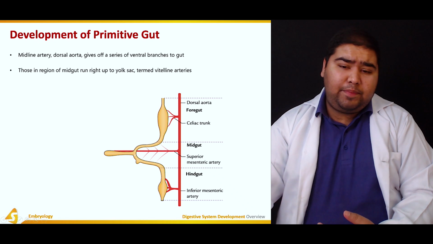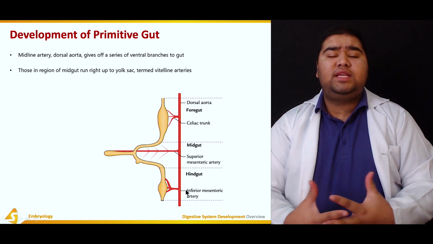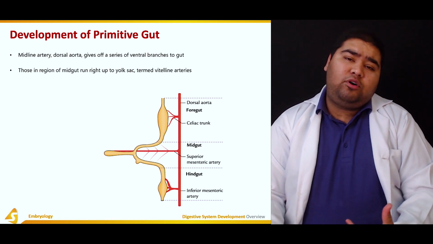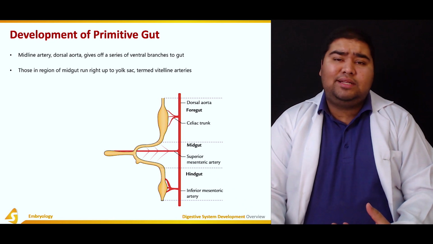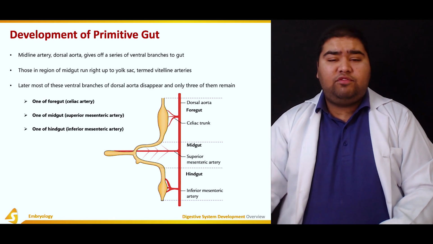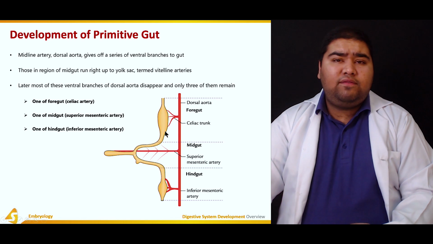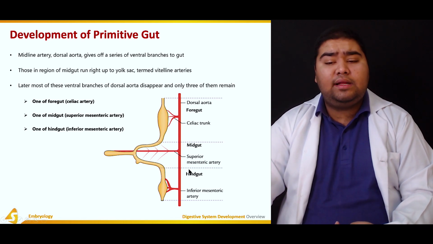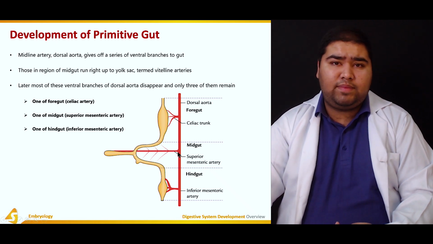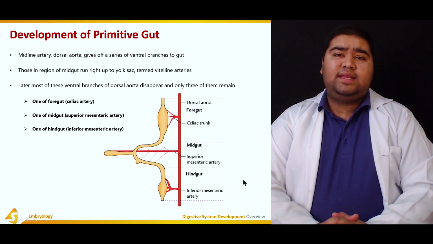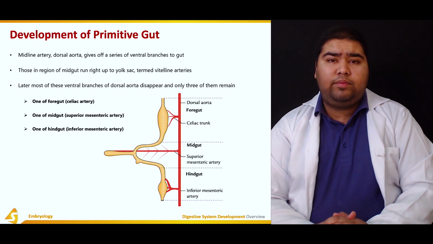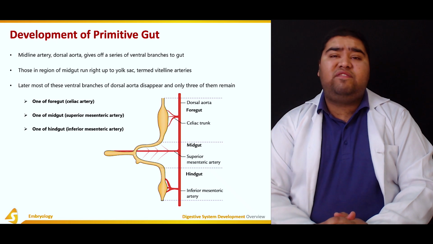Initially, these branches are paired, but eventually most of them are absorbed back and only 3 remain. These 3 then form the adult circulatory branches that supply blood to the foregut, midgut, and hindgut. So we have 3 different branches. For the foregut we have the celiac trunk. For the midgut we have the superior mesenteric artery, and for the hindgut we have the inferior mesenteric artery. An important point is that all of these are direct branches of the descending abdominal aorta, and they are very rich in blood.